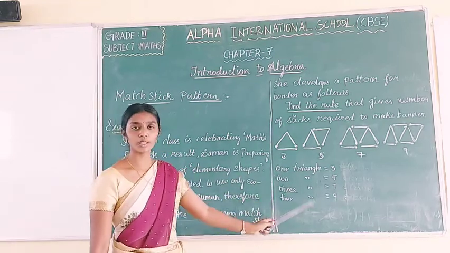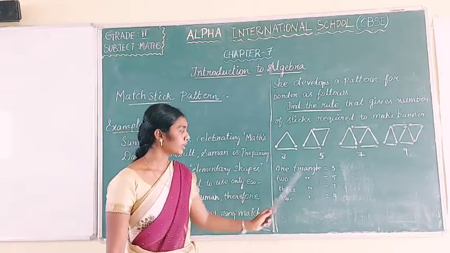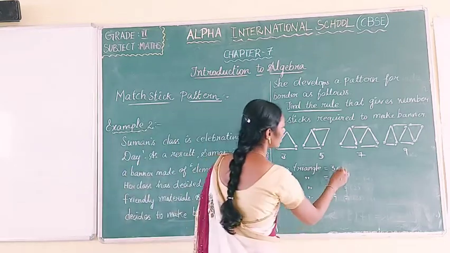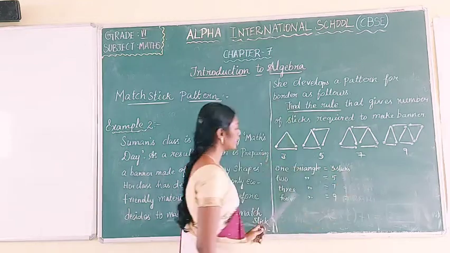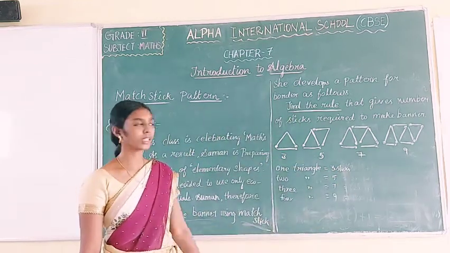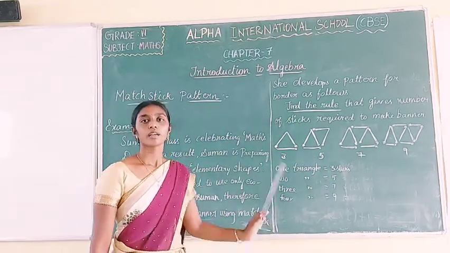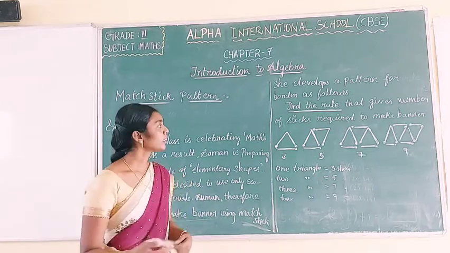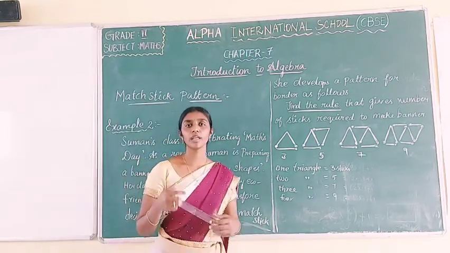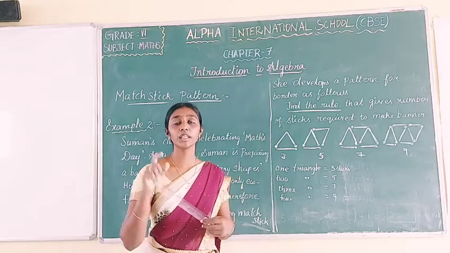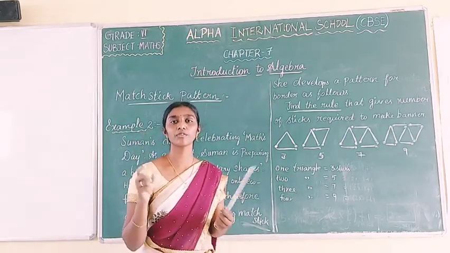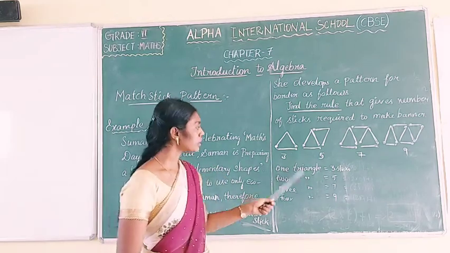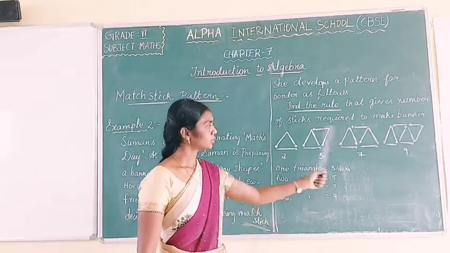So that count only I wrote here. For one triangle, 3 sticks, for 2 triangles, 5 sticks, for 3 triangles, 7 sticks, and for 4 triangles, 9 sticks. Now we are going to find the rule. Before finding the rule, you all need to think somewhat logically. Using logical ideas only, we can frame any pattern which is applicable to all the triangles.